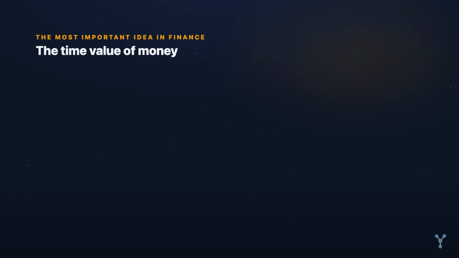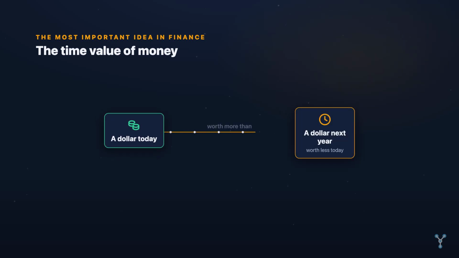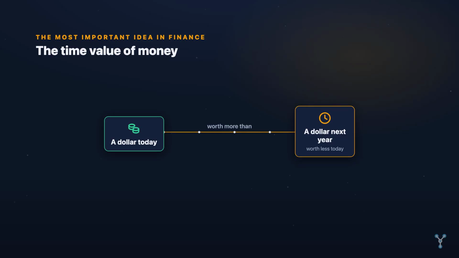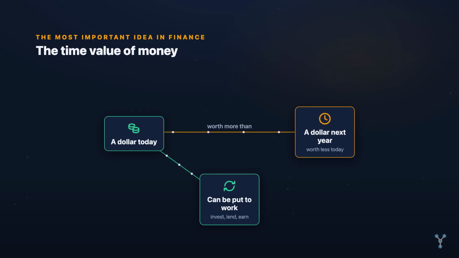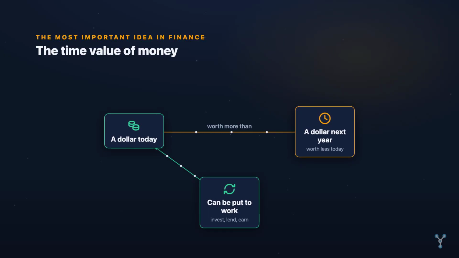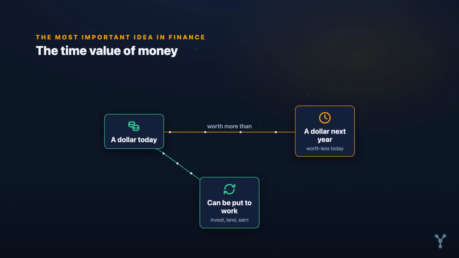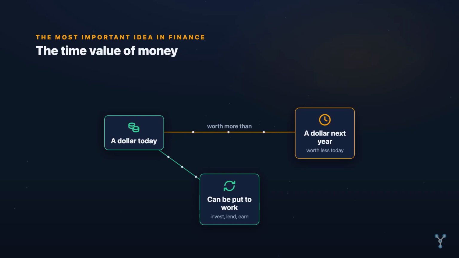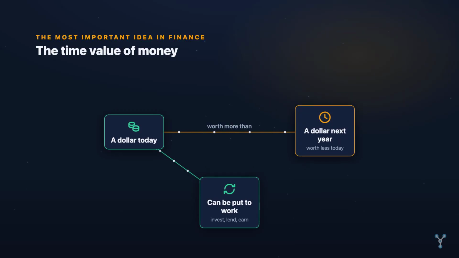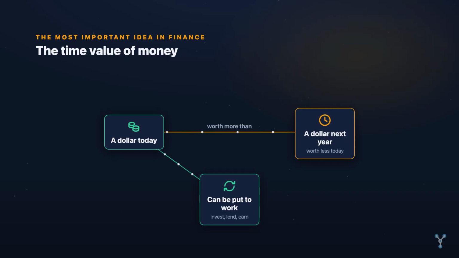Let's begin with the single most important idea in all of finance, the time value of money. It's this. $1 today is worth more than $1 a year from now. Not because of inflation, though that's part of it, but for a deeper reason. $1 today can be put to work. You could invest it, lend it, earn something on it, so that in a year you'd have more than $1. So $1 promised to you next year is worth less to you right now than $1 in your hand today. Money has a time value.